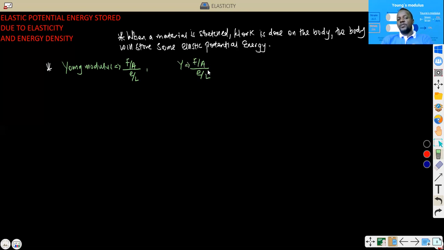Making F the subject of the formula directly, if you are following through, the force will be equal to this, which you can get from cross multiplication. You may decide not to disturb yourself, because if you make F or E the subject, it is easy to know that the answer will be this multiplied by L and this multiplied by E. But if you are not so good at that, you can just cross multiply. So F over A is equal to Y multiplied by E by L, that is YE over L.